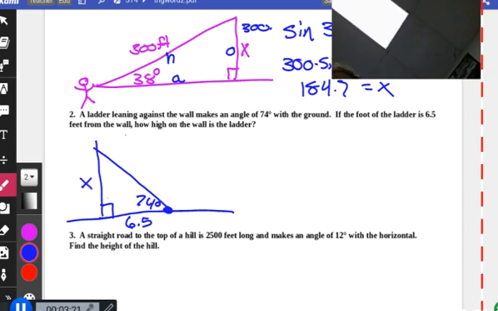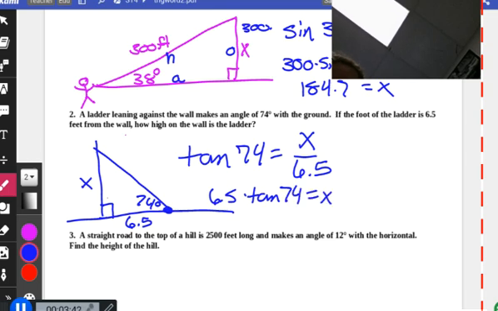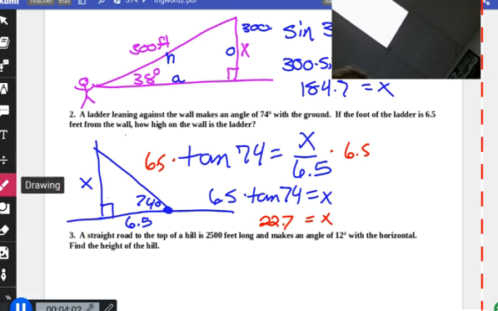They didn't ask you how long the ladder was. How high up the wall? So this is going to be a tangent problem. Tangent of the angle equals opposite over adjacent. So this is another multiply both sides by 6.5. And I got 22.7. Okay, so that's a tall ladder. It's 22.7 feet up the wall.